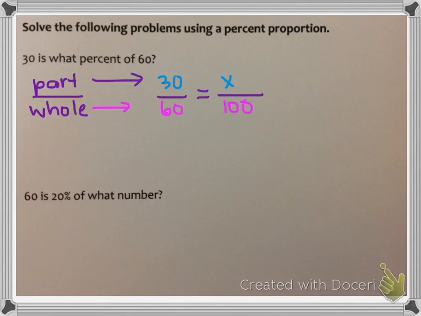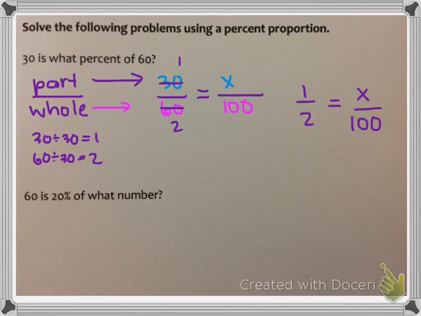I know that 30 and 60 can both be divided by 30. 30 divided by 30 is 1, and 60 divided by 30 is 2. So I can go ahead and simplify, and it's 1 over 2. So now we have 1 over 2 is equivalent to X over 100.